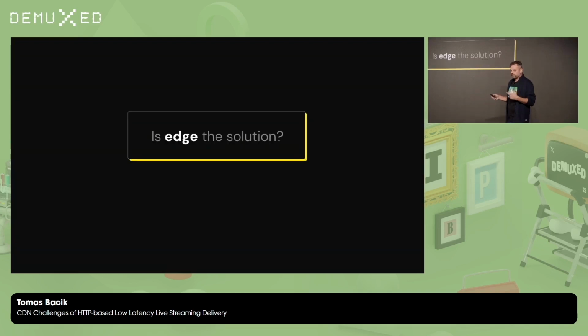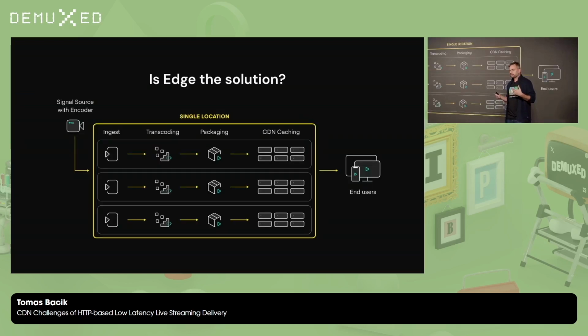And finally, for transcoding as a solution: can I cut down the latency by moving transcoding closer to users? And again, in some cases, yes, but it's not the ultimate solution, because we need to think, are we able to get the source locally as well, or do we still have to transfer the origin stream across long distance?